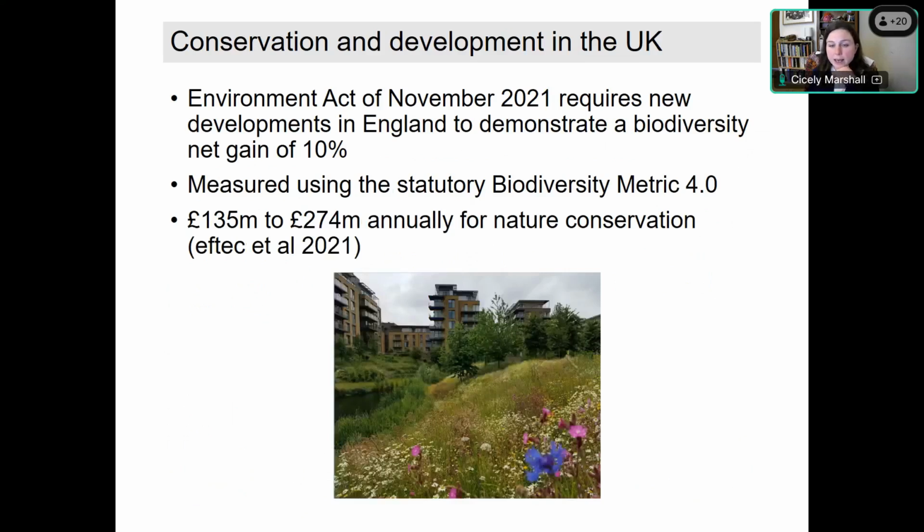In the UK then, following the introduction of the Environment Act in 2021, all new developments requiring planning permission in England must now demonstrate a 10% biodiversity net gain, calculated using this statutory biodiversity metric. The new net gain requirement is expected to generate very substantial funding for conservation. It's a devolved matter. In England, it's mandatory, but the devolved nations are following their own trajectory slightly, although they subscribe to many similar principles.